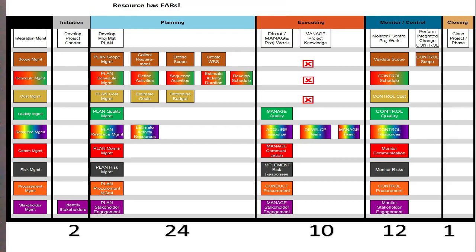Alright, now let's go to the next one, how to remember things. Resource has years. Now, that's very easy. A resource, right? It's pretty straightforward. So we are talking about resource management. Has years, EAR: estimate activity resources. So that's the process area for remembering the resource under planning.